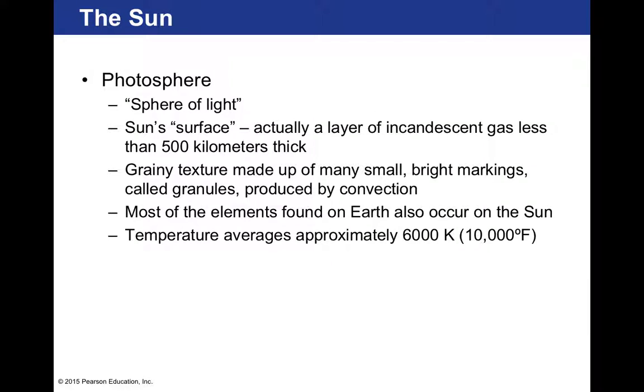All right, the photosphere. This is called the sphere of light. It's the sun's, quote, surface. It's actually a layer of incandescent gases less than 500 kilometers thick. So just like an incandescent light bulb, the sun would give us a continuous spectrum if we were to look at it on a spectroscope. The photosphere has a grainy texture, which is made up of small, bright markings called granules, and this is produced by convection. And we'll talk more about convection in the weather chapters in Unit 3. Most of the elements found on Earth also occur on the sun, where the temperature averages approximately 10,000 degrees Fahrenheit.